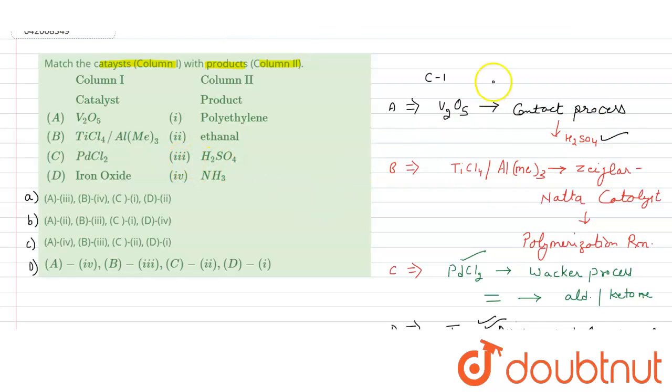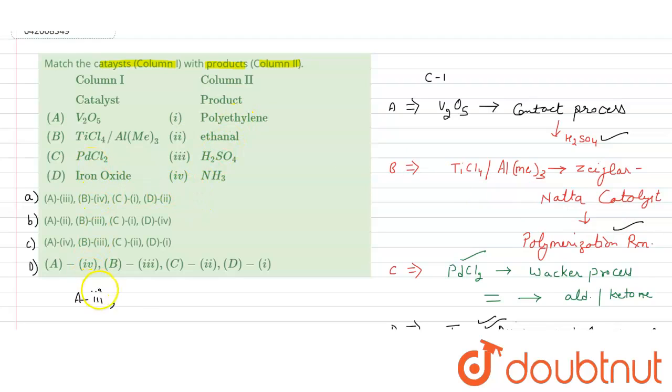So I can write here as A has a 3. A is matched with 3, third. TiCl4 AlMe3, B, is used for the polymerization reaction. So it will be polyethylene. Polyethylene is a polymer.